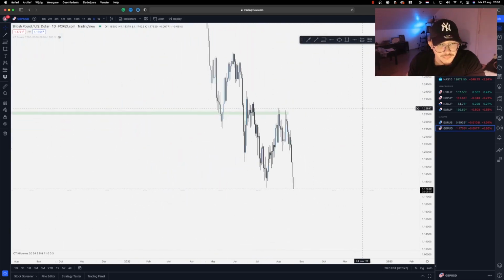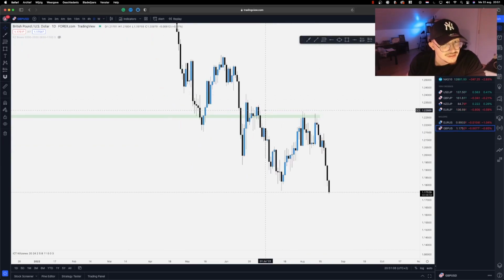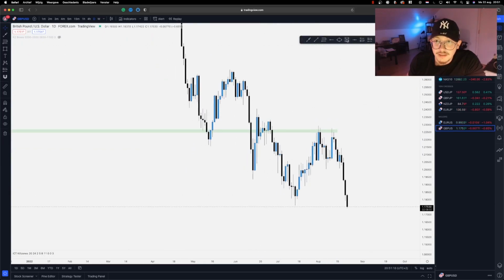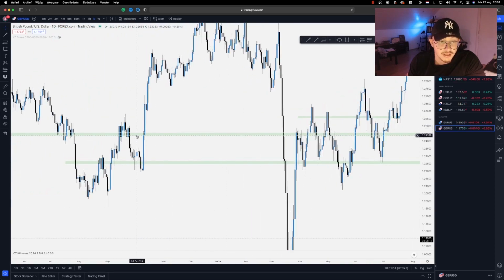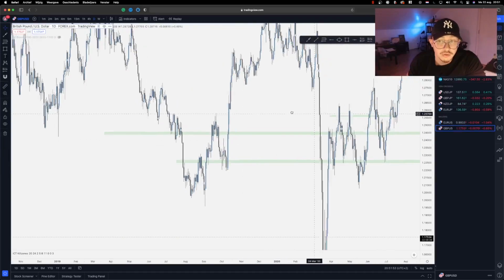Okay, let's take another example. By the way, this is on the daily. Once again, right here we have support, support, support, resistance, support, support. As you can see, this also applies for the whole chart.